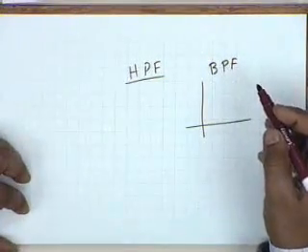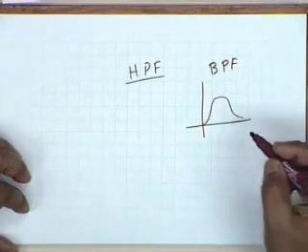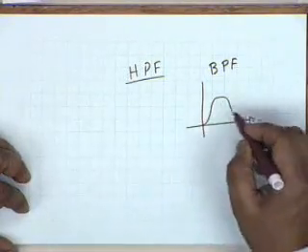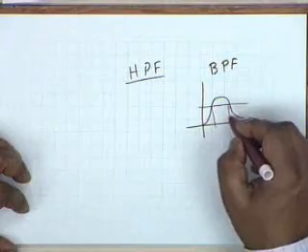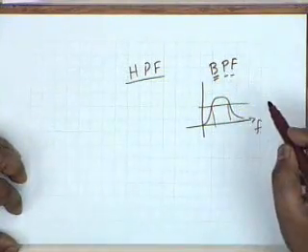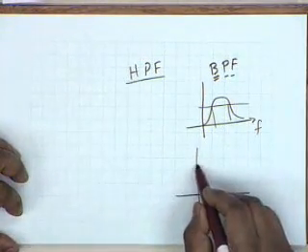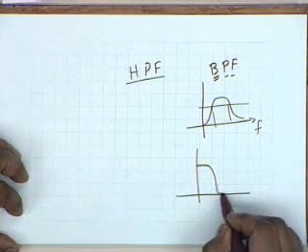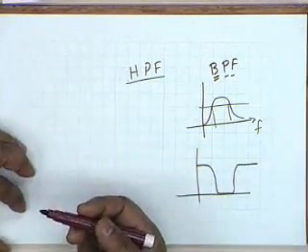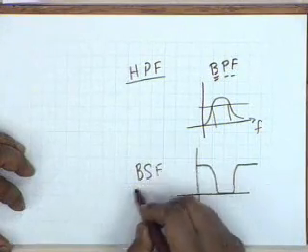If I plot its transfer characteristic, it would be something like this. If this is frequency, it rejects both low frequencies and high frequencies and passes a certain band of frequency. That's why it is called a band pass filter. Similarly, you can have a band stop filter like this. It passes low frequencies, it rejects a band of frequencies and then it passes high frequencies. So this is called a band stop filter, BSF.